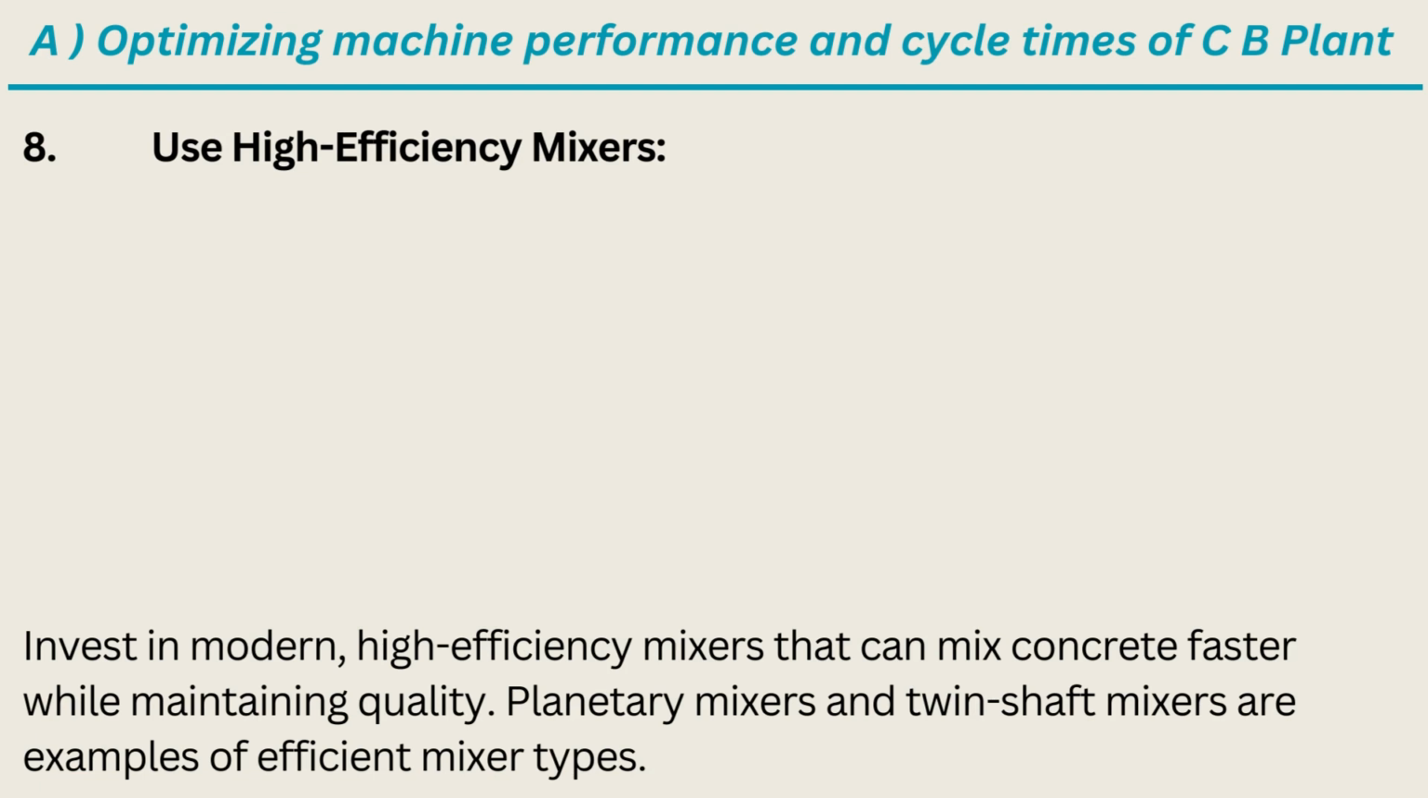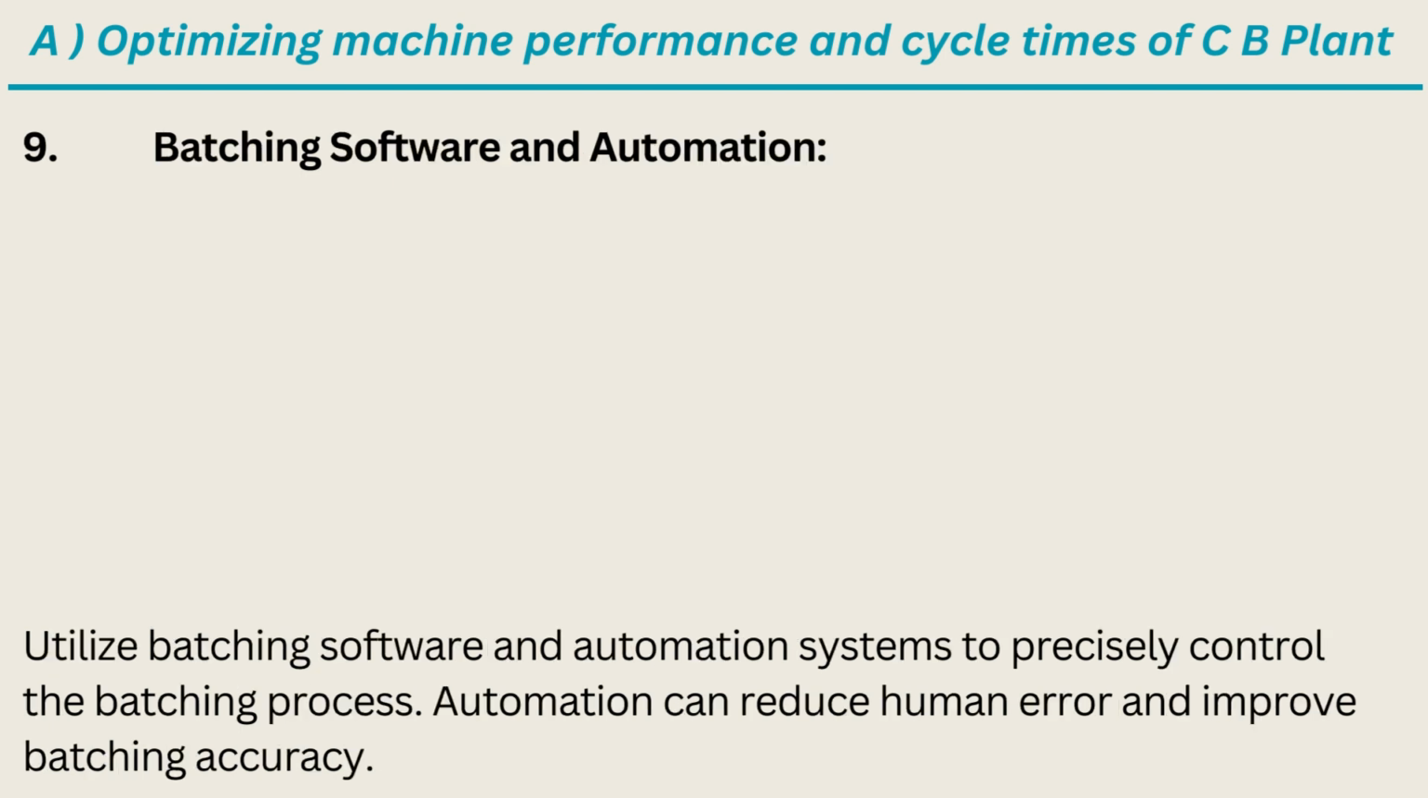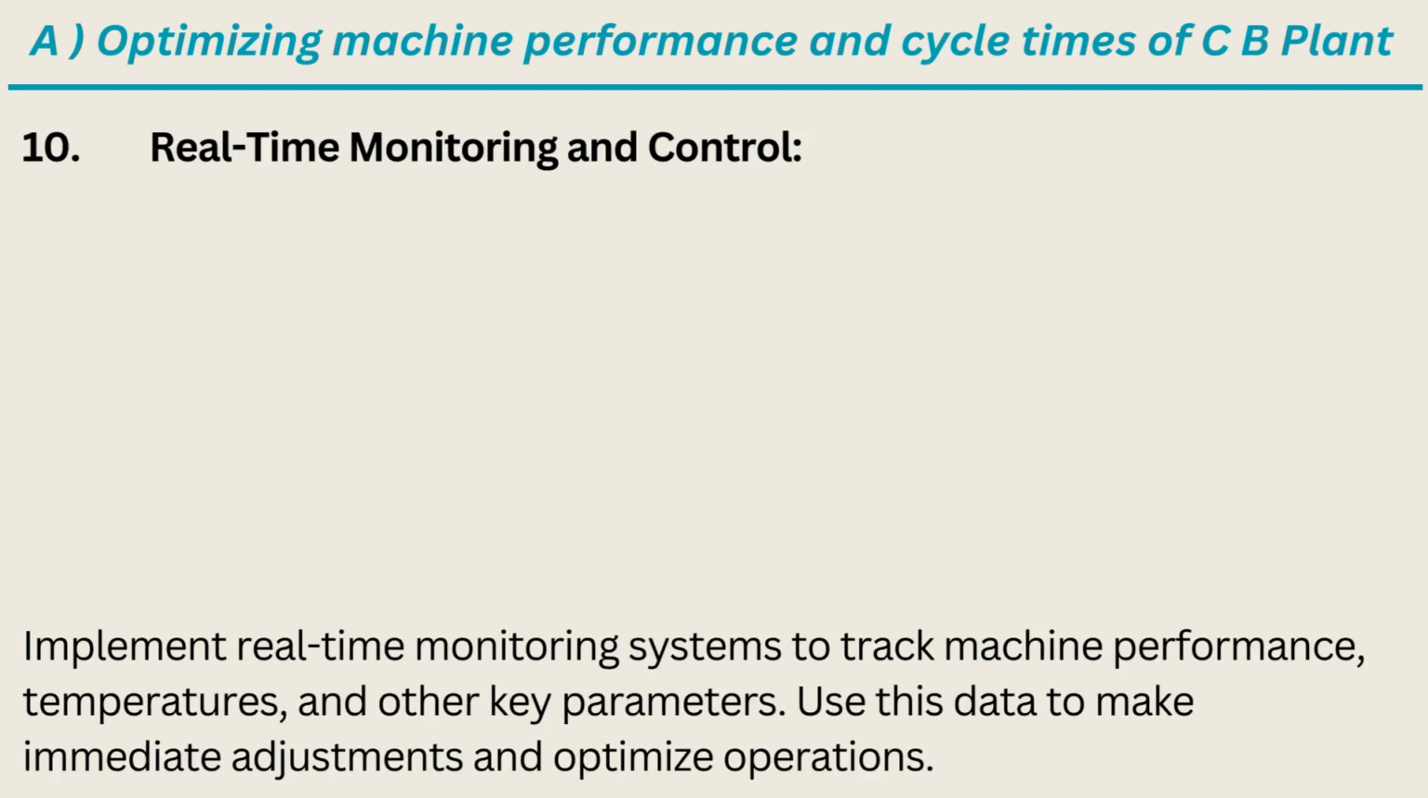8. Use high-efficiency mixers. Invest in modern, high-efficiency mixers that can mix concrete faster while maintaining quality. Planetary mixers and twin-shaft mixers are examples of efficient mixer types. 9. Batching software and automation. Utilize batching software and automation systems to precisely control the batching process. Automation can reduce human error and improve batching accuracy. 10. Real-time monitoring and control. Implement real-time monitoring systems to track machine performance, temperatures, and other key parameters. Use this data to make immediate adjustments and optimize operations.